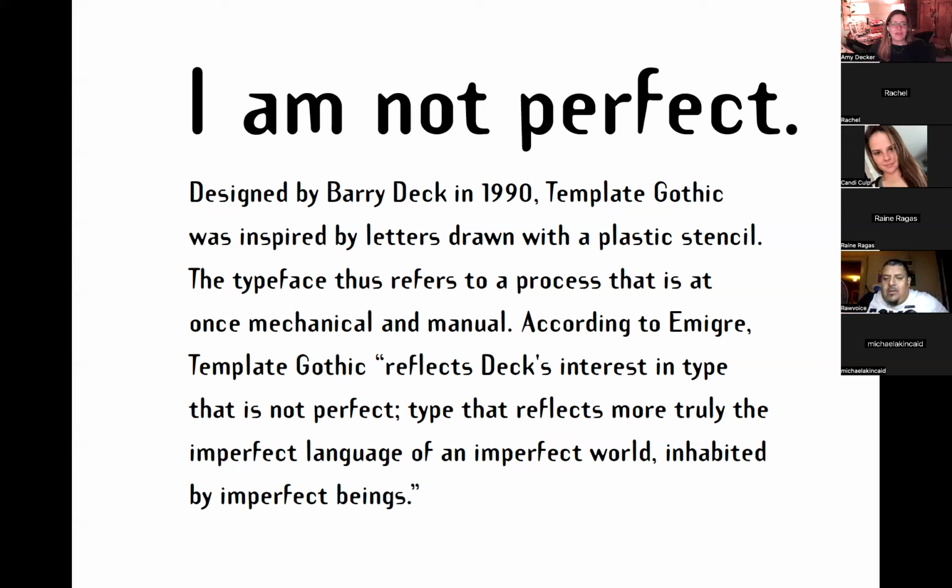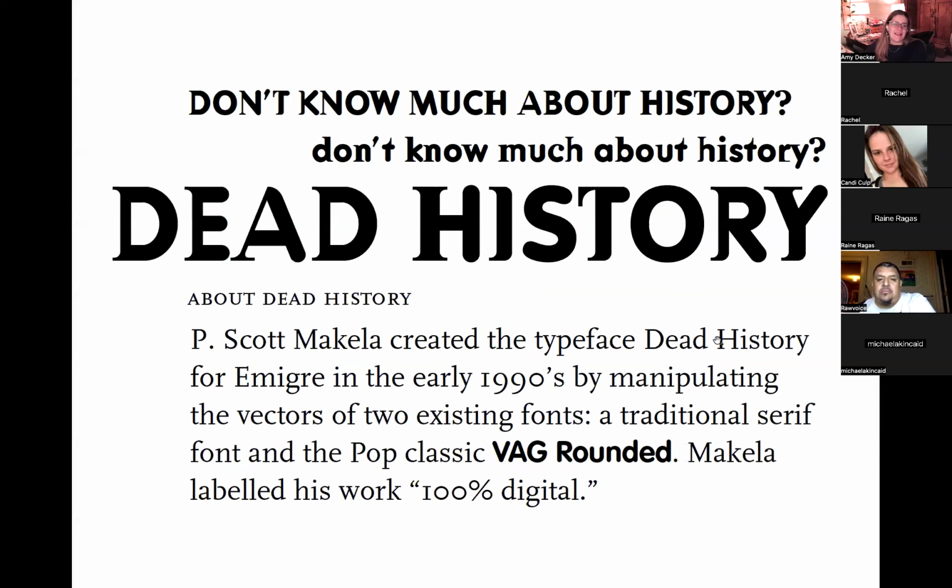And so this is an example, not of the typeface design, but look at the design. It's uncomfortable. It's irregular. This example was using the plastic stencil. It refers to a manual version, like what we would have done as kids, tracing letters on a stencil and then turning it into a typeface. Here's another one, Dead History. Scott Makela created this typeface in the 1990s, basically cutting letters in half and smashing them together. Here you have a serif typeface on the left and a sans serif rounded typeface on the right. He literally just cut through them, smashed them together, and boom, here's your new typeface.